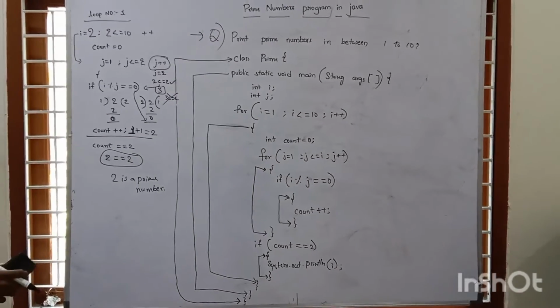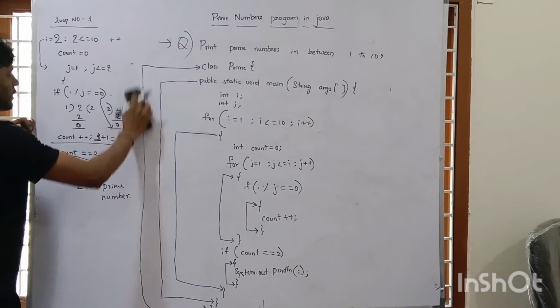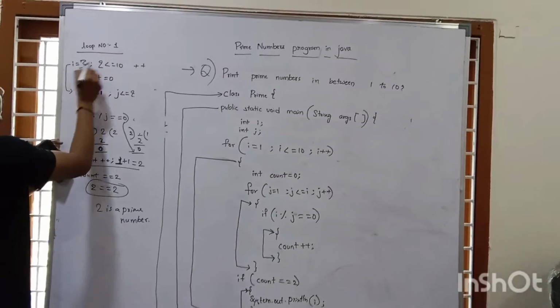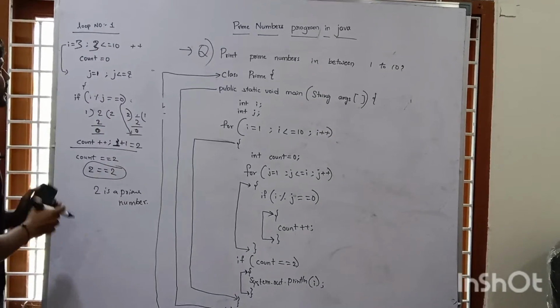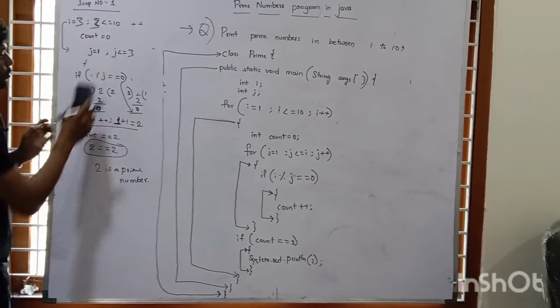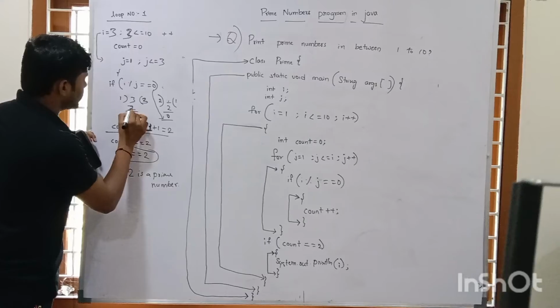And again we can see the same scenario at 3 also. 3 also follows the same thing. Now i value became 3, and then 3 is less than or equal to 10, and then j is less than or equal to 3. First here j will satisfy that here 1 threes are 3.